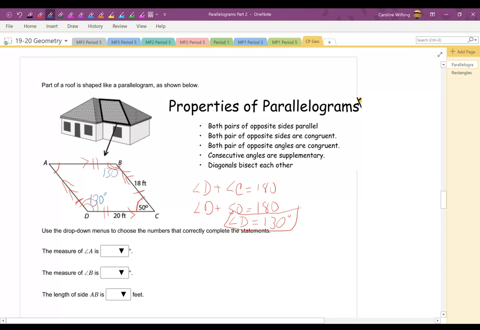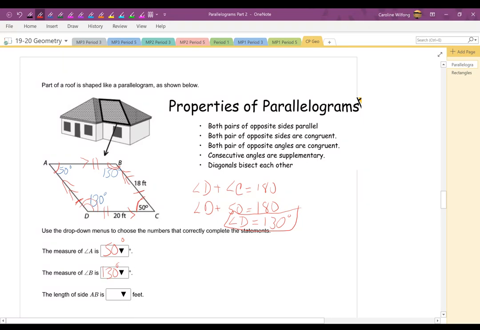And angle A is opposite angle C. So angle A is going to be 50 degrees since it is congruent to angle C. The options for the measure of angle A were 40, 50, 130, and 140. So for angle A, 50 degrees is the choice we would want to select. The measure of angle B we've calculated was 130 degrees.